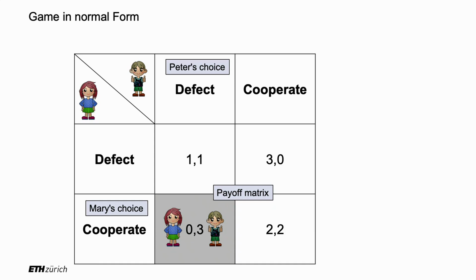Think of them as being in separate rooms. They each have to make a choice. Of course, they can think about what the other person is likely to do. Once they make a choice, for example, Mary's choice could be to cooperate and Peter's choice would be to defect, they land here. The two numbers here are, on the left, what goes to Mary, and on the right, what goes to Peter. You can think of these as Swiss francs, but it's actually called a utility.